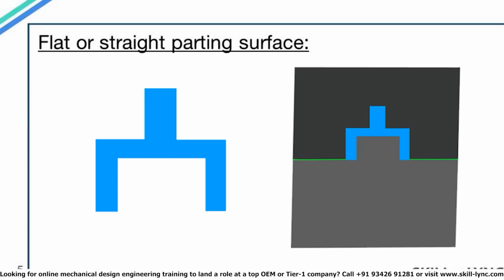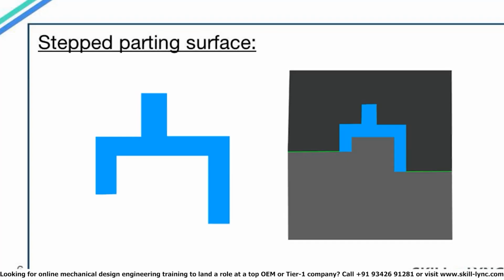Here we have a model similar to the previous one, but in this case the base of the model is not in the same plane. So we can't have a flat parting surface in this case. On the right, you can see what the core and the cavity will look like for this model. The green line again indicates the parting surface, and you will notice that though the parting surface is still flat, it is located in 2 separate planes. So this type of parting surface is called the stepped parting surface.